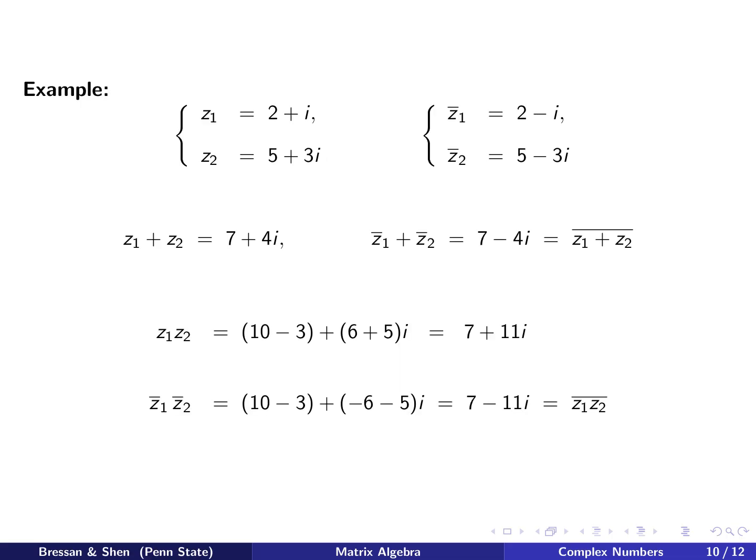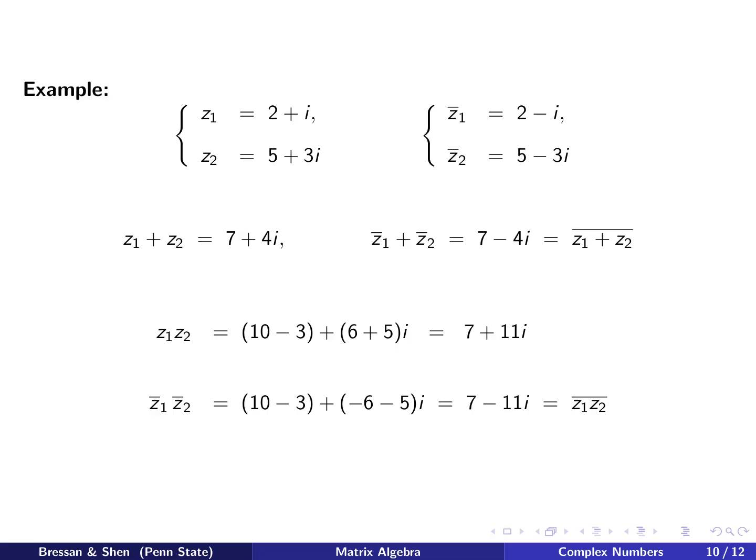Now let's verify the same property for the product. Let's take the product z1 times z2. The real part will be the product of the real parts, 2 times 5, minus the product of the imaginary parts, because the square of i gives you -1, so it's -3. And the imaginary part will be the cross product, 2 times 3, which is 6, plus 5 times 1, which is 5. So you get 7 plus 11i.